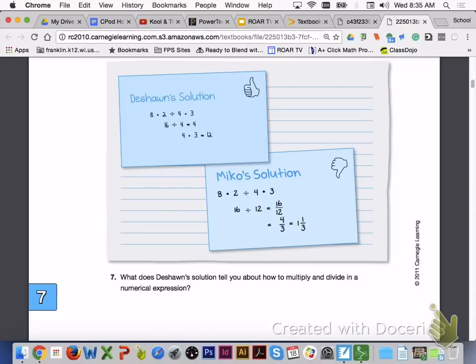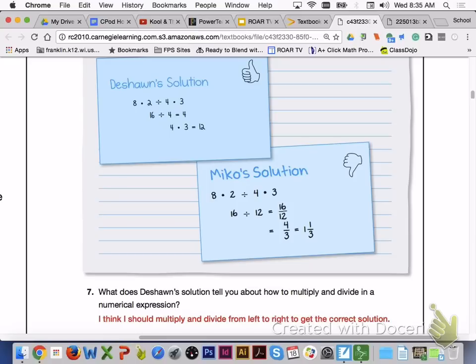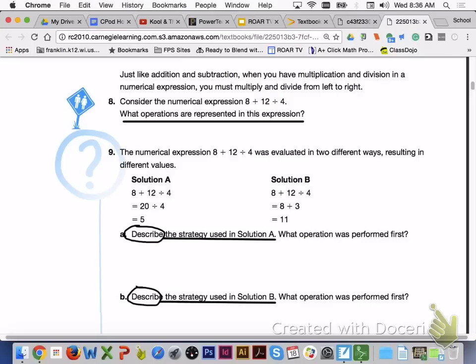Please answer number 7 with your group members. For number 7, Deshaun's solution tells you that you should multiply and divide from left to right to get the correct solution. Please turn to page 465. Just like addition and subtraction, when you have multiplication and division in a numerical expression, you must multiply and divide from left to right. Please answer number 8 and number 9, letters A and B, with your group members.